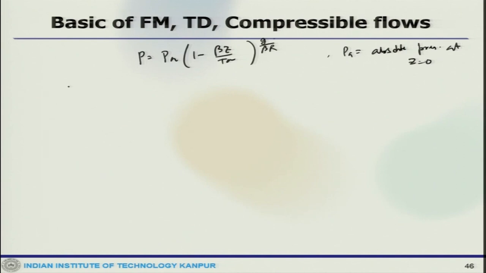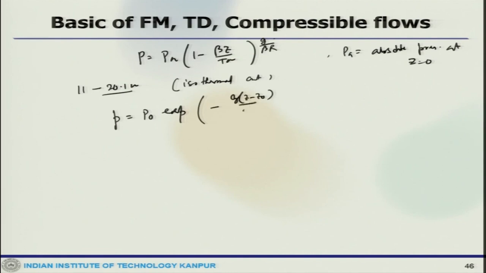Now for the atmospheric layer between 11 to 21 kilometer, temperature has a constant value, these are isothermal conditions, and then the pressure elevation relationship we can write as P equals P0 exponential of minus g (z minus z0) by R T0. So that is what one can use. P0, T0, Z0 are the pressure, temperature and altitude of the lower edge of the atmosphere, and then at the higher edge one can find out. So you can form a table like that.